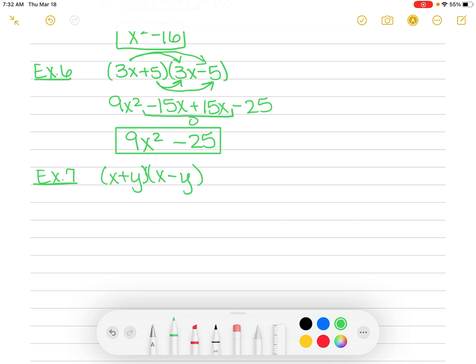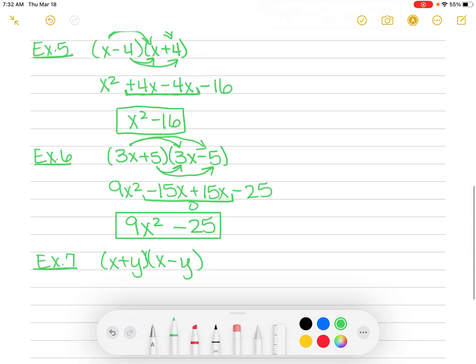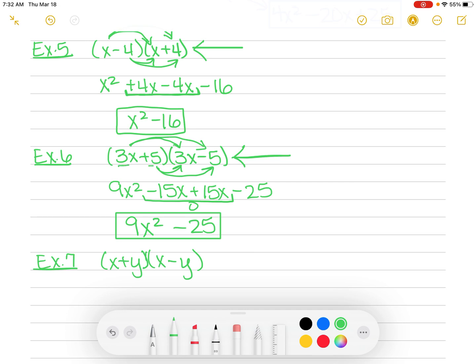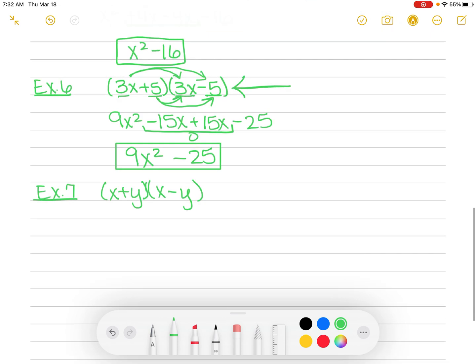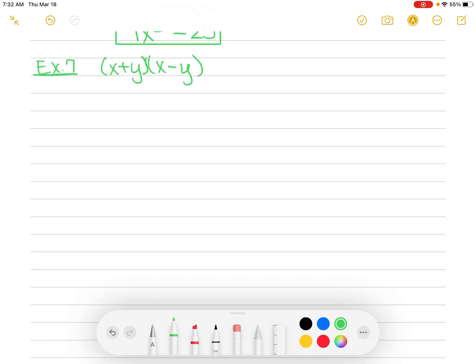Okay, so this one is just like you notice on these last two that we had the same thing in each parentheses, but one was a plus and one was a minus. So on this example 6, we had 3x and 5 on both of them, but one was a plus and one was a minus. It doesn't matter which order. The first one could be minus and the second one plus, or the other way around. So on this example, same thing. I have x and y both in the parentheses, but one is plus and one is minus.